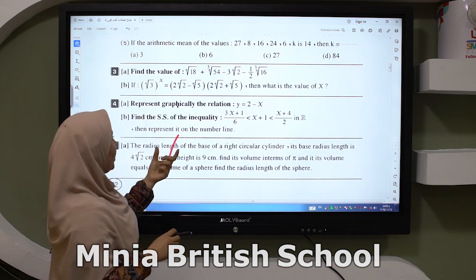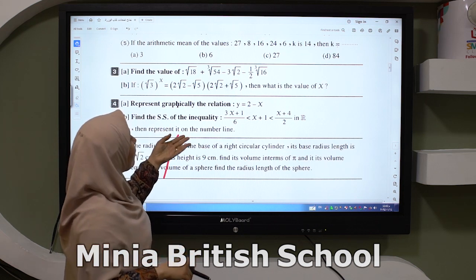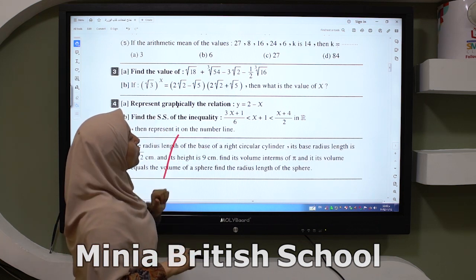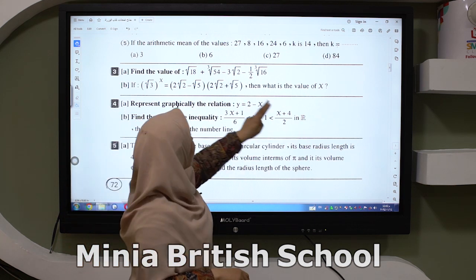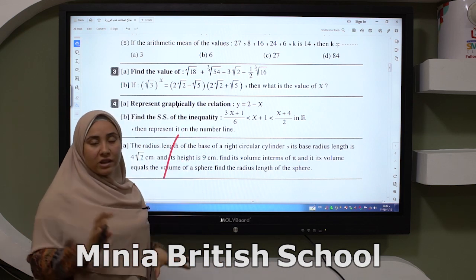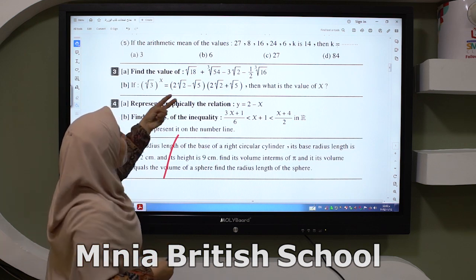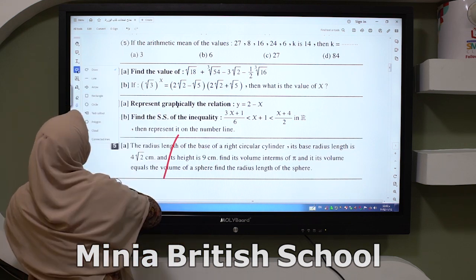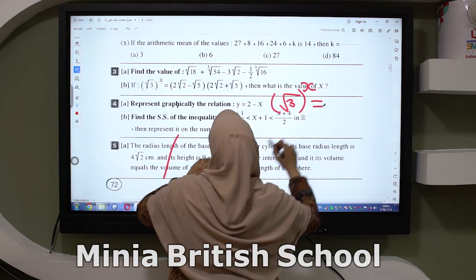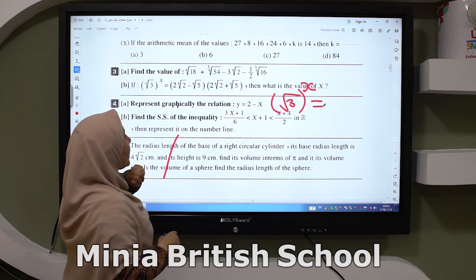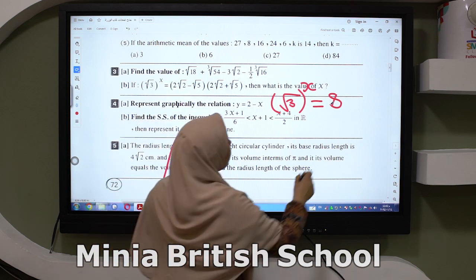Square root 3, all of them power x, equals 2 root 2 minus root 5 multiplied by 2 root 2 plus root 5. The question: what is the value of x? The two numbers here are two conjugate numbers, and we know that the product of two conjugate numbers is the square of the first minus the square of the second. Then I have root 3, all of them power x, equals the product of the two conjugate numbers: square of the first equals 8 minus square of the second equals 5.